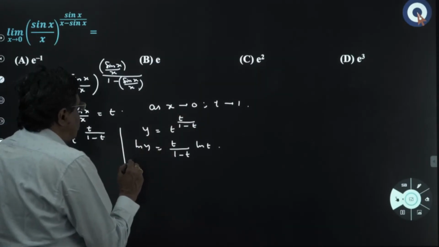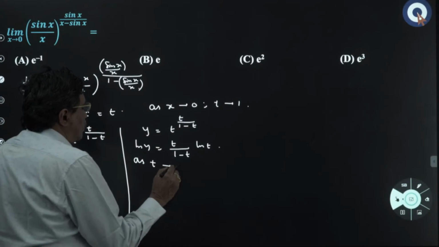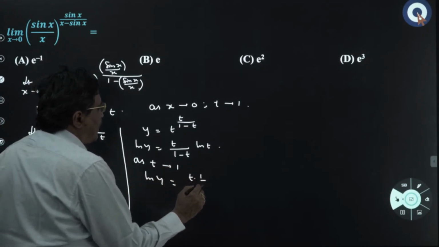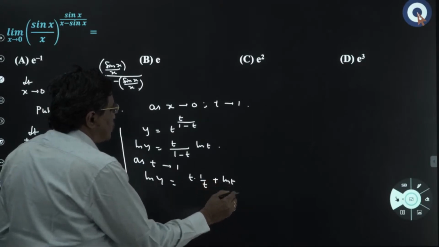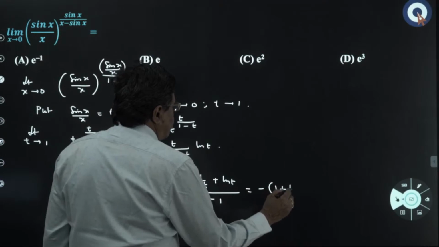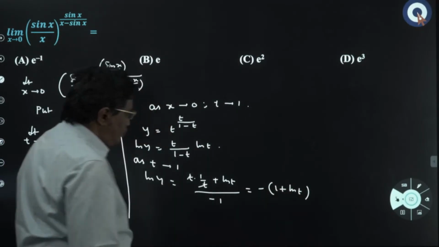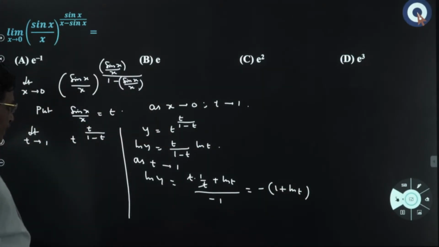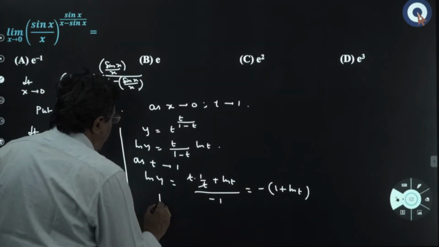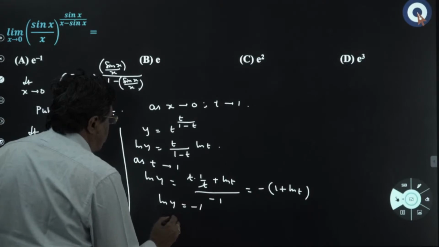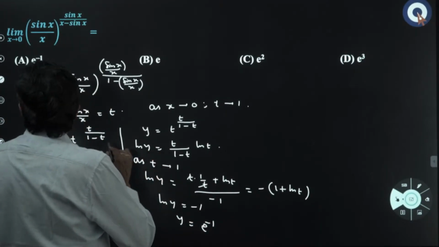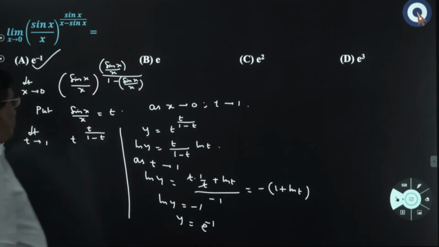As t tends to 1, we can apply L'Hopital's rule, which gives t into 1 by t plus log t over minus 1. So you get minus of 1 plus log t. Now as t tends to 1, this will be minus 1. So log y is equal to minus 1, so y is equal to e power minus 1. Yes, option A is correct.